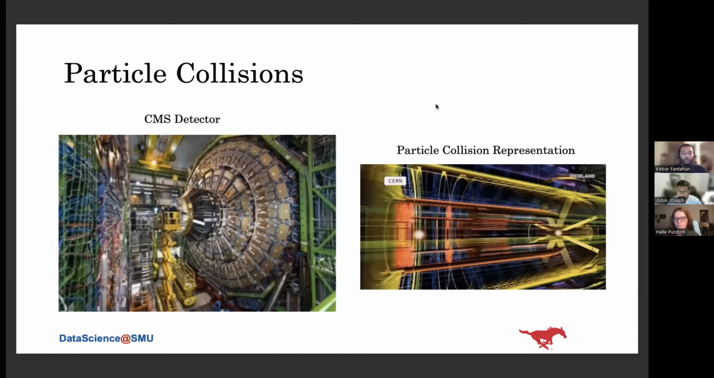Essentially, it's like searching for a needle in a haystack. We have to be able to discern what's a real signal and what's a fake signal, because we want to get the most accurate picture of what happened. Just like on the left, we want to see exactly where those lines are going through the detector. So let's check out the next slide.